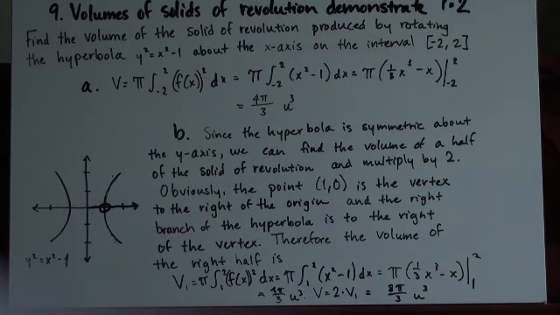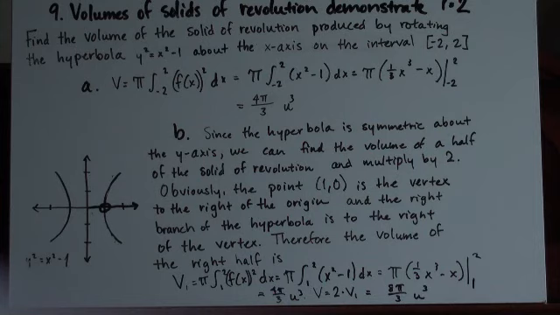The second method we are given involves finding half of the volume of the solid and then multiplying that by 2. To quote the problem, since the hyperbola is symmetric about the y-axis, we can find the volume of a half of the solid of revolution and multiply by 2. Obviously the point 1, 0 is the vertex to the right of the origin, and the right range of the hyperbola is to the right of the vertex.